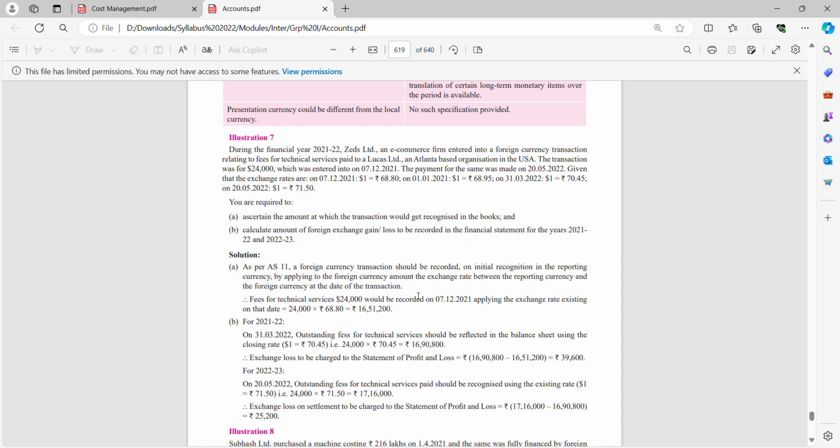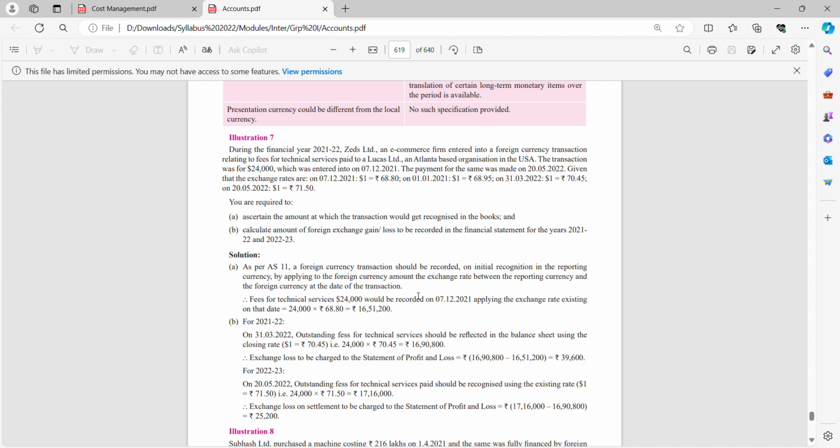Here you have, during the financial year 21-22, Zeds Limited, an e-commerce firm, entered into a foreign currency transaction relating to fees for technical services paid to Lucas Limited, an Atlanta-based organization in USA. So in the year 21-22, they are paying to an Atlanta-based organization in USA. The transaction was for $24,000, which was entered into on 7th December 21. The payment for the same was made on 20th May 22. In between, you have the closing date, 31st March 22.